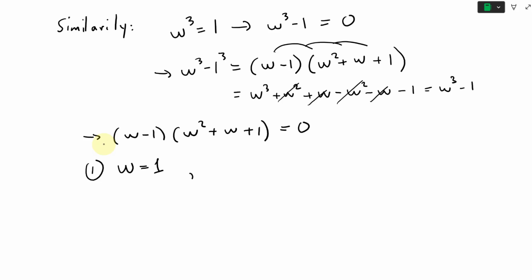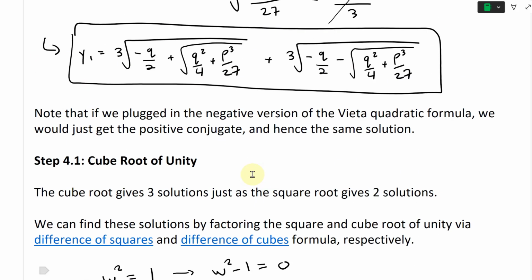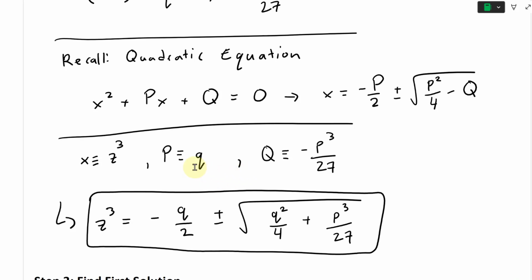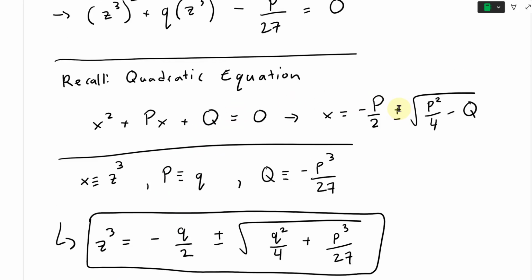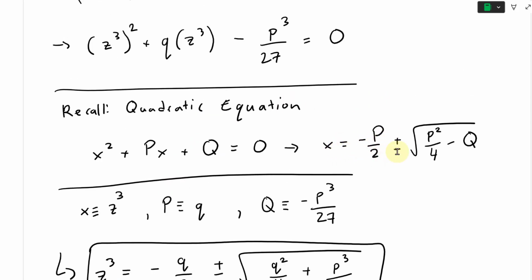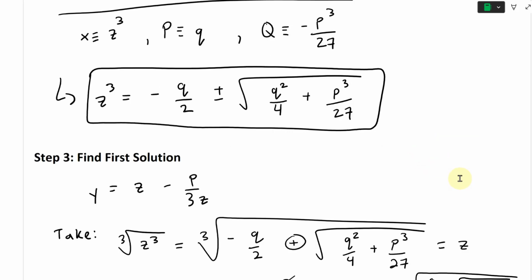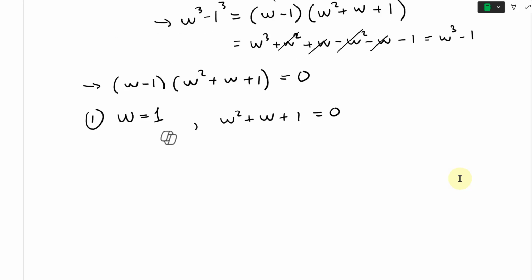Solution 2, we're going to have w squared plus w plus 1 equals 0. This is a quadratic formula, using the PQ method. We'll just scroll back up to that quadratic one. If we have it like this, it's going to be x squared plus px plus q, and x equals negative p divided by 2 plus or minus the square root of p squared over 4 minus q. So let's write that down, minus p over 2. And p is this one here, p is just 1.